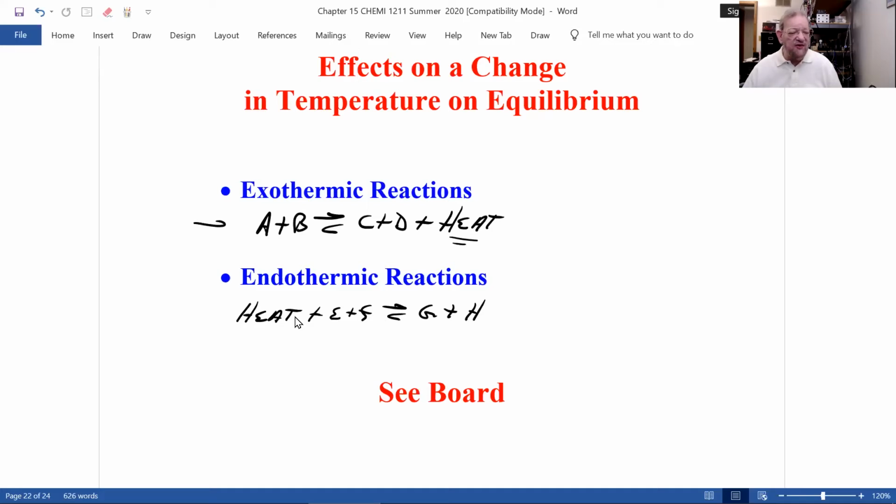So this is an exothermic reaction. Why? Because heat is on the right of the double arrows. By definition, chemists have made that exothermic. When heat is on the left, we call that an endothermic. You have to add heat. Now, before we go on, there's something I have to teach you.